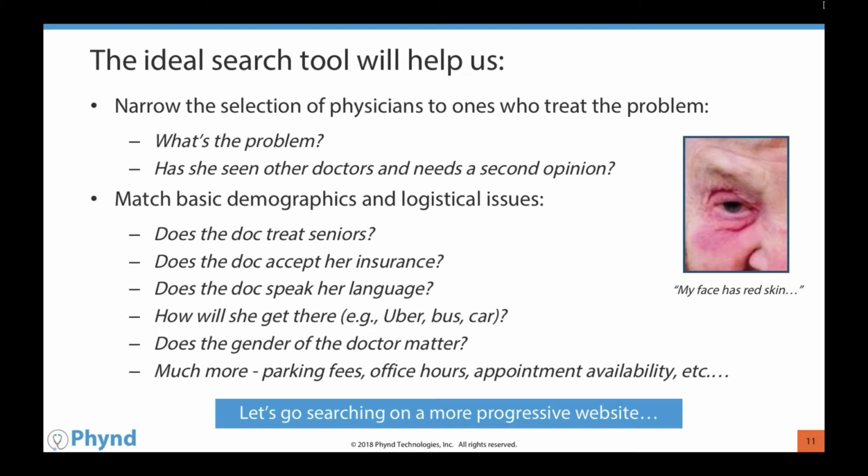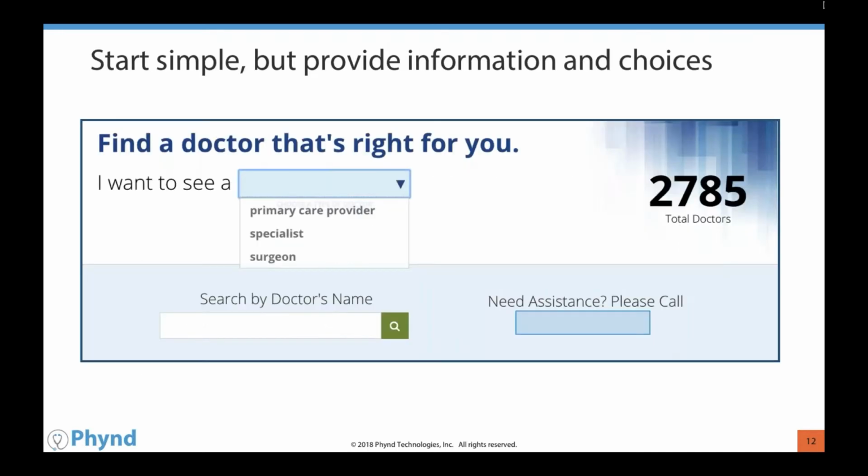Another question we want to see is, has this person already seen other doctors? Does she need a second opinion? Sort of where is she in her journey in the healthcare system? And then, of course, we want to match what I call the basic demographics and logistical issues. I've listed some of them there, but there's really quite a number of them. So let's go searching on a more progressive website. And just a reminder, this is not the Holy Grail, but it's a little closer to it.